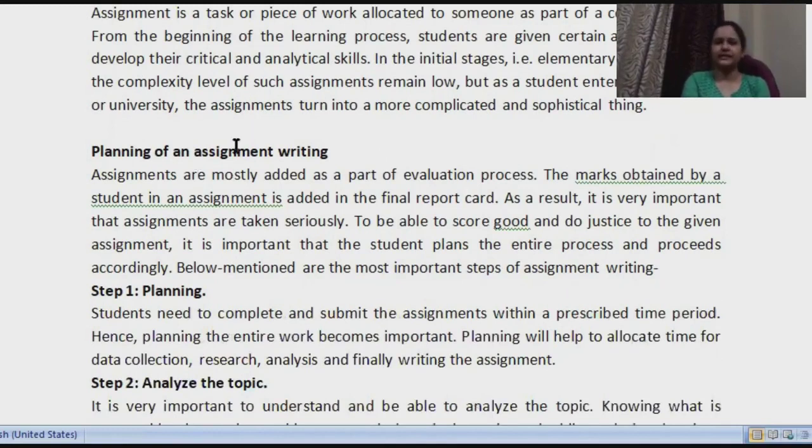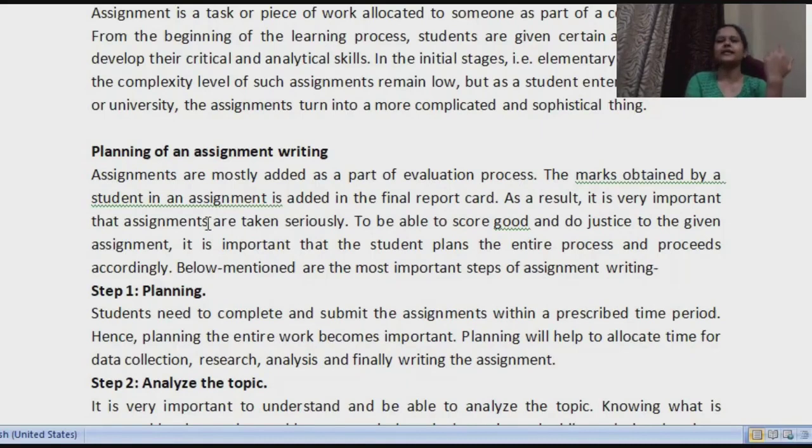Then, planning of an assignment. How do you actually plan the entire process? Assignments are mostly added as a part of the evaluation process. In your case also, you have 20 marks in your assignments, and for the remaining 80 you need to appear for the exam. Right? It's not only for namesake, but you get some marks in that, and those marks are finally added in your final mark sheet as well. Marks by a student in an assignment are added in the final report card mostly. The same happens for you also.